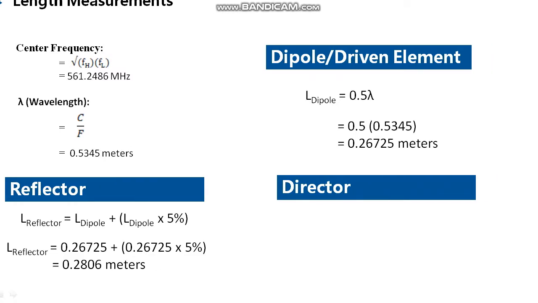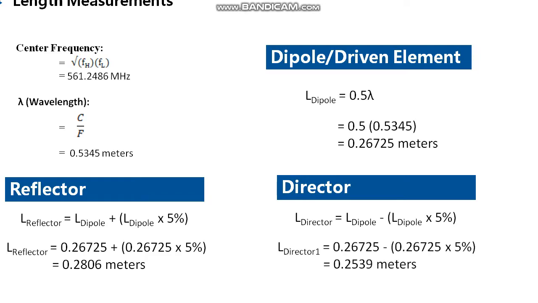Next, for the director. The director is made to be 5% shorter than the driven element. So the length of the director is equal to the length of the dipole minus the length of the dipole times 5%. The length of director 1 is equal to 0.2539 meters.